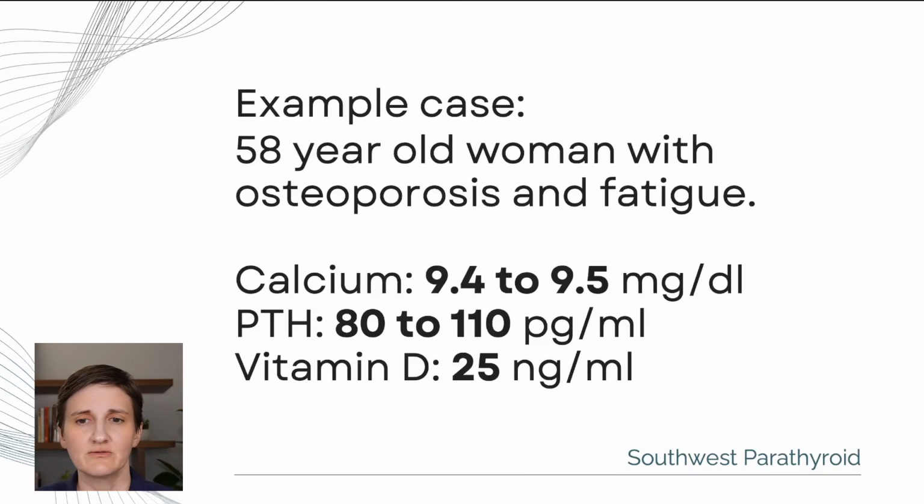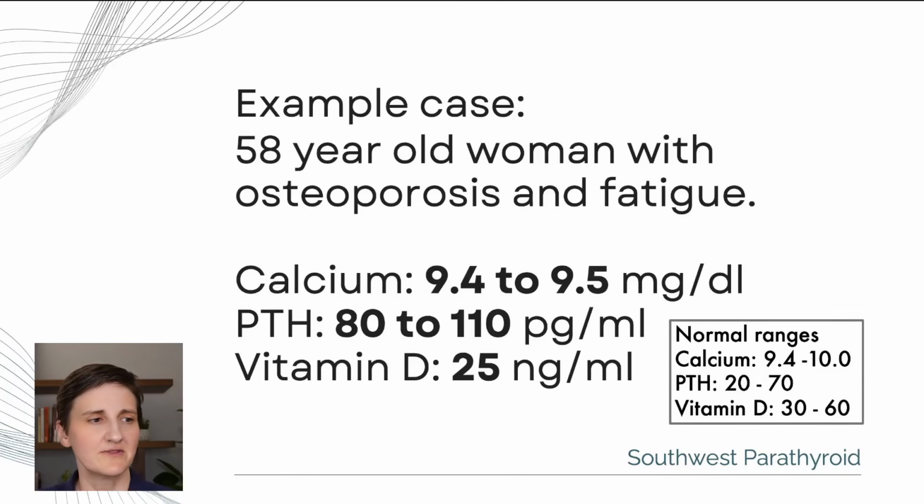Calcium levels 9.4 to 9.5. That's a pretty normal calcium, right? PTH is 80 to 110. That's a little bit high. On the next slides, I'll give you the normal ranges so you can see that too. And vitamin D is 25, a little bit low. That's in nanograms per mil.